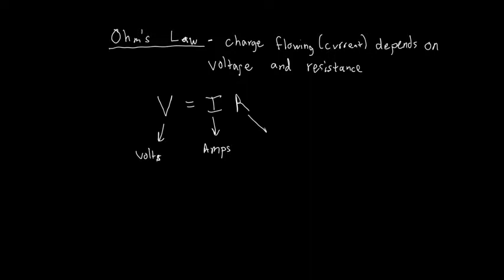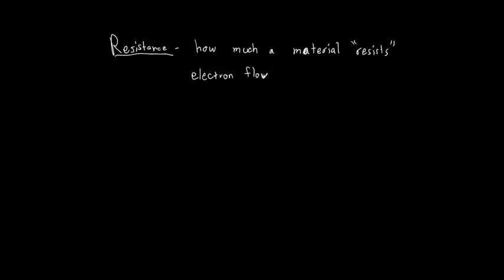And R is the resistance. We measure that in something called ohms. And that's basically how much electron flow is resisted. So let's talk about resistance a little bit. The resistance is actually how much a material resists electron flow.